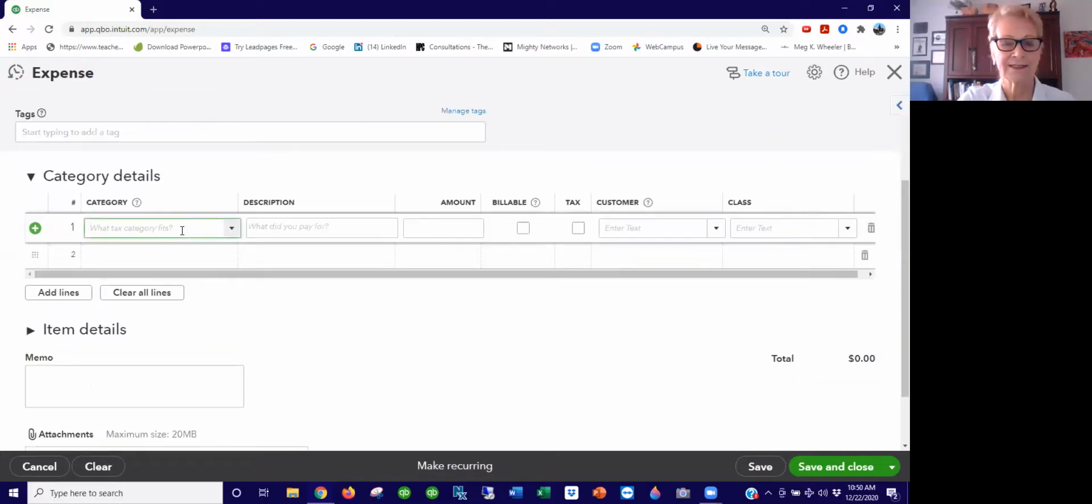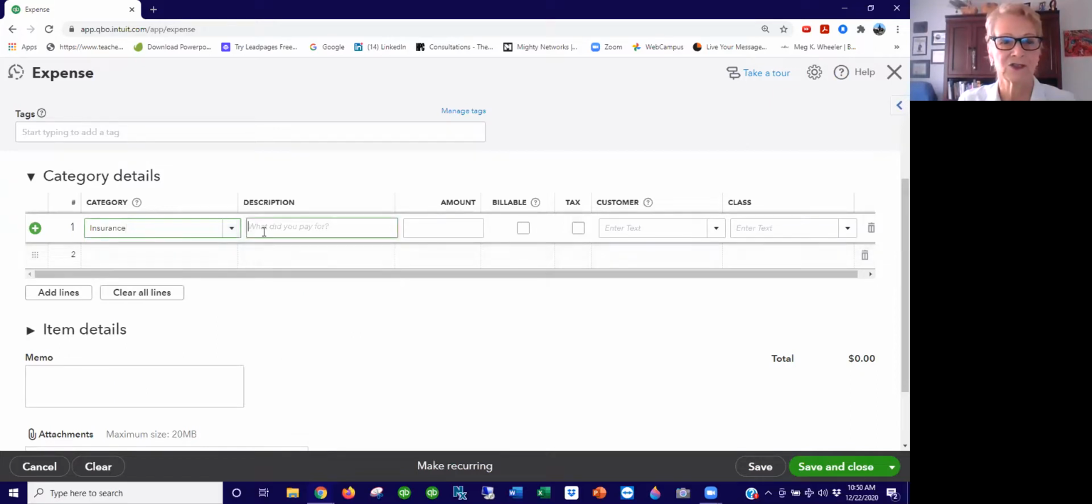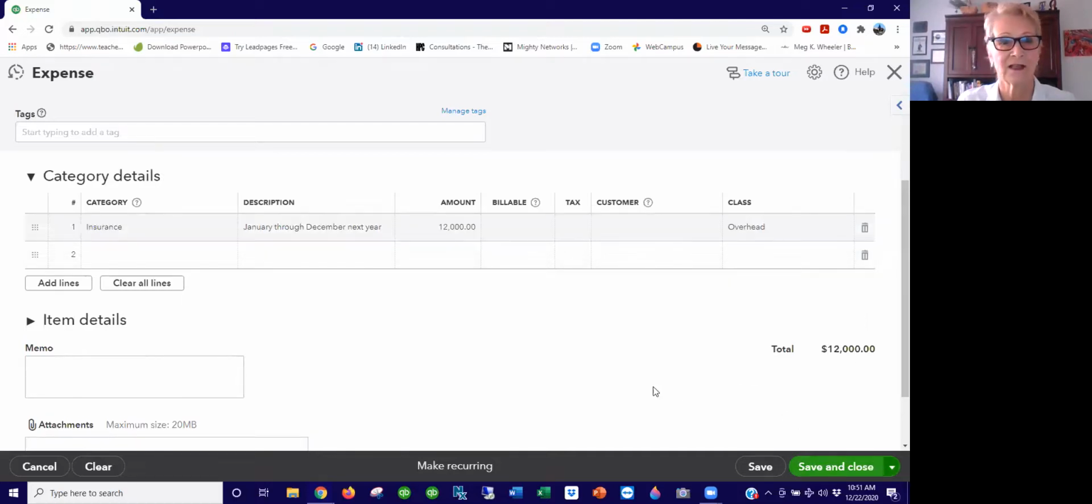And our insurance, it's liability insurance, and it's for January through December of next year. And it's for $12,000. Very expensive insurance. And of course, we could apply a class. We just learned about some class tracking. It's for my overhead. I'm going to save and close.